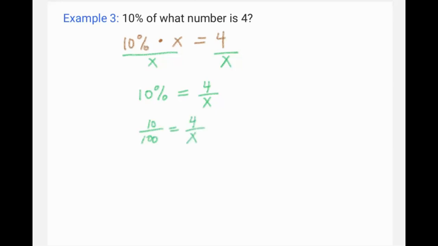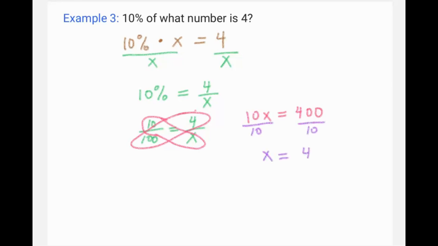And now we can do a cross product because it is a proportion. So we multiply across, and we have 10x is equal to 400. We want to divide both sides by 10. And x is equal to 400 divided by 10, which goes in evenly, so x is equal to 40.